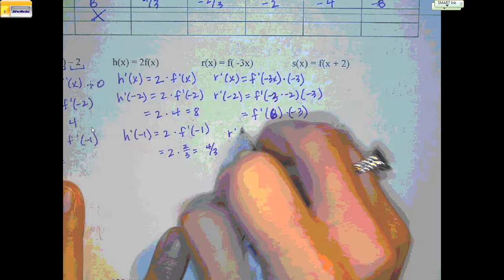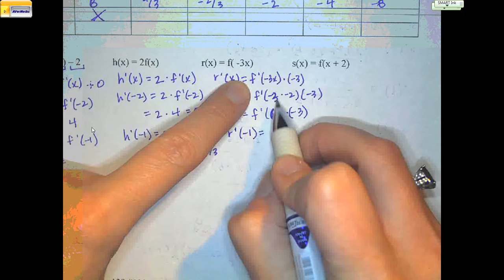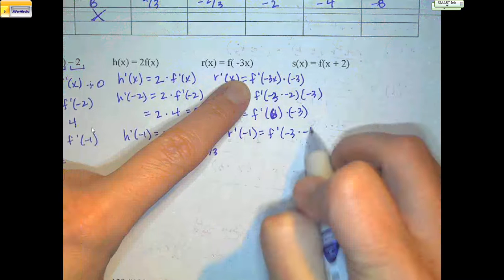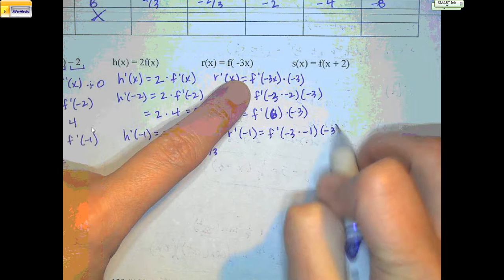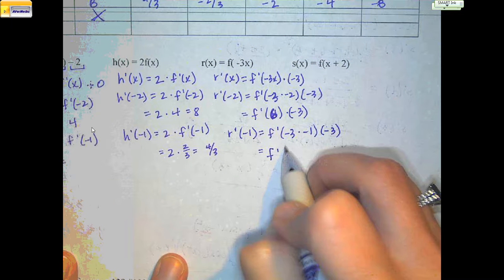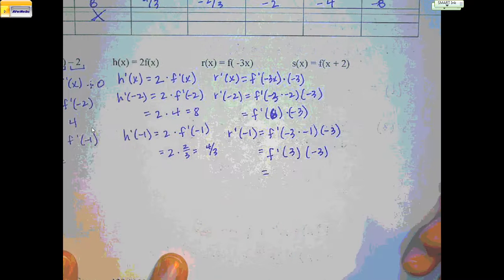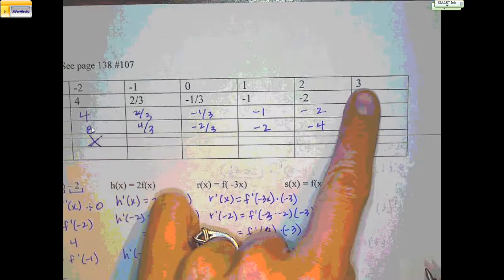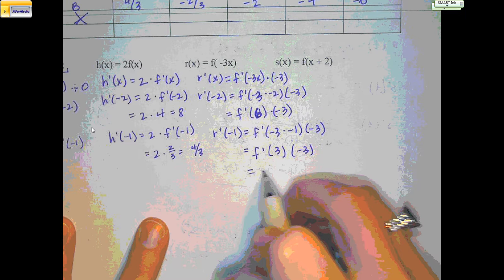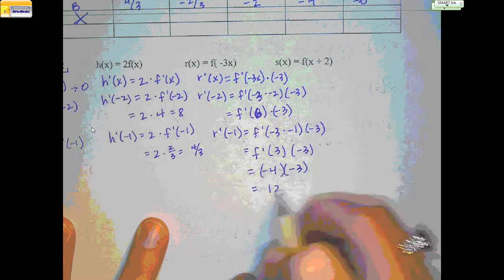All right, next one. Derivative of r at -1. I go back to my beginning rule, and everywhere I see an x, I put a -1. So the derivative of f at 3. Do we know what that is? According to the chart, the derivative at 3 is -4. So I have -4 times -3, which is 12. So that's the slope right there.